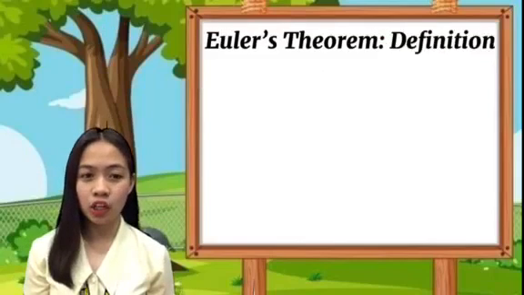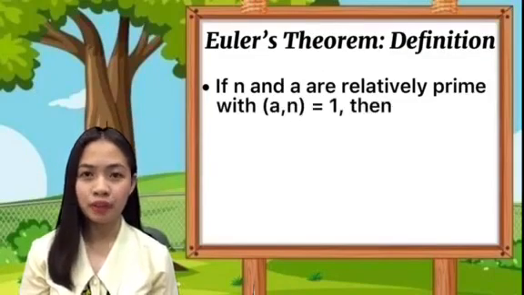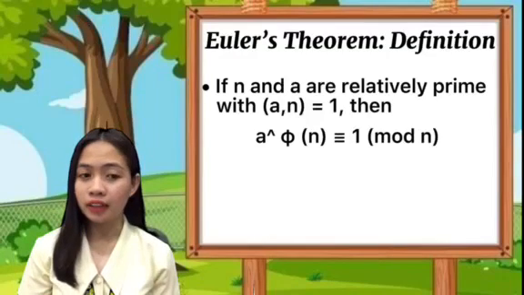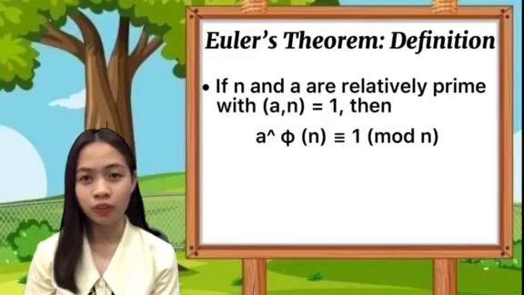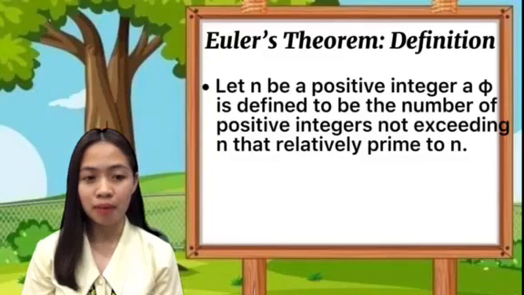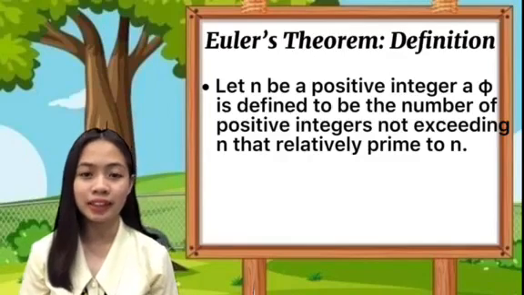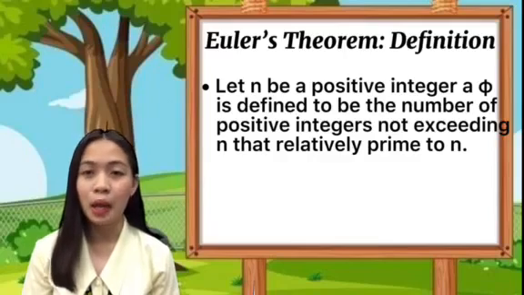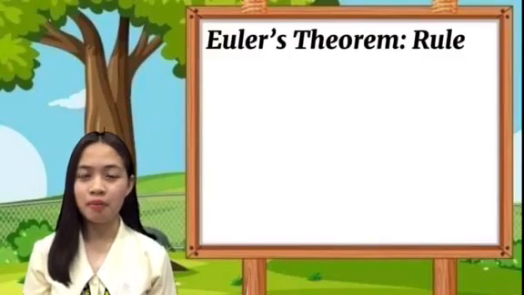In definition, if n and a are relatively prime, with gcd of a and n equal to 1, then a raised to phi of n is congruent to 1 modulo n. Let n be a positive integer. Phi of n is defined to be the number of positive integers not exceeding n that are relatively prime to n. To continue, Euler's theorem has four rules.